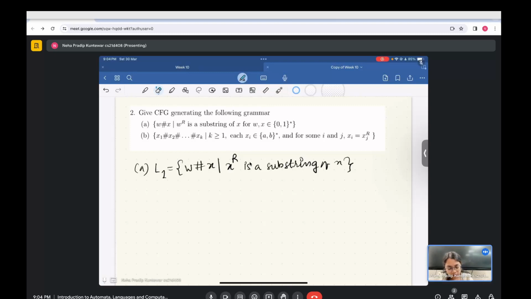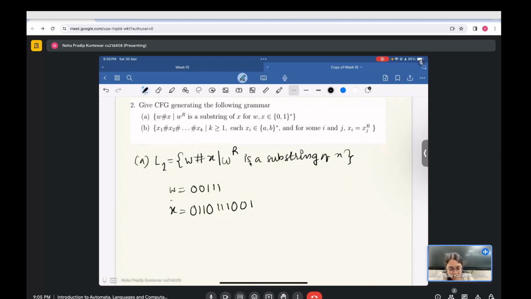Now, what do we mean by X reversal? Sorry, I think this should have been W reversal. So what do we mean by W reversal being a substring of X? Suppose W is 00111 and X is 0110111001. So let's say this is X and this is W. So what does W sharp X look like? This is 00111 sharp 0110111001.